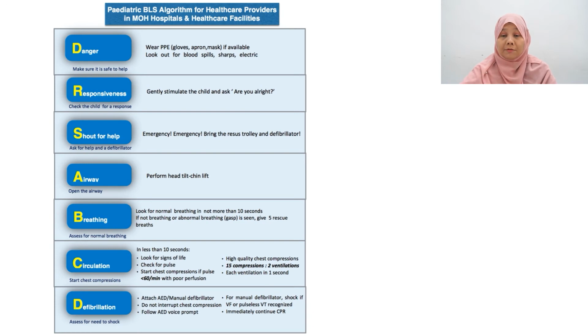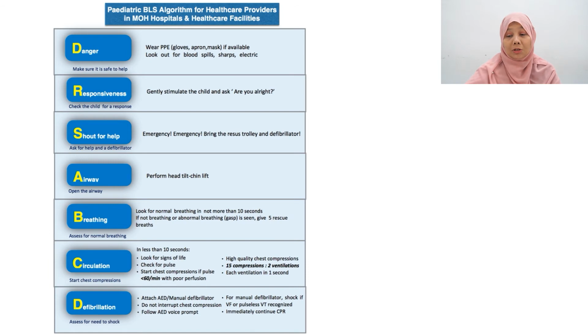This is the algorithm for pediatric basic life support for healthcare providers. The mnemonics would be the same. The only difference would be that for circulation, in less than 10 seconds, we look for signs of life, check for pulse, and start chest compressions if the pulse is less than 60 beats per minute with poor perfusion.